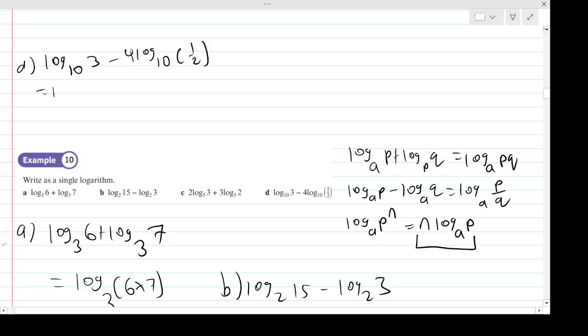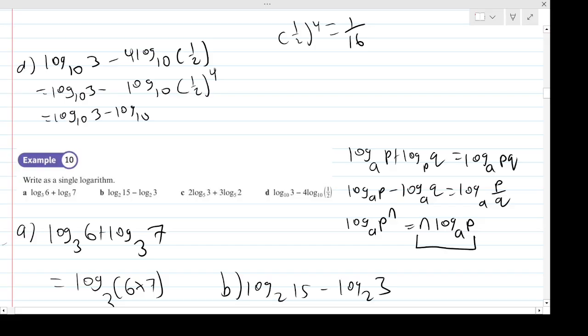So that'd be log 10 of 3, take away log 10, the 4 is a power, so the half is all raised to the power 4. And then we could just simplify. A half to the power of 4 is 1 over 16. You can put that in your calculator if you're a bit unsure, but there we are. So that's log 10 of 3 take away log 10 of a 16th.